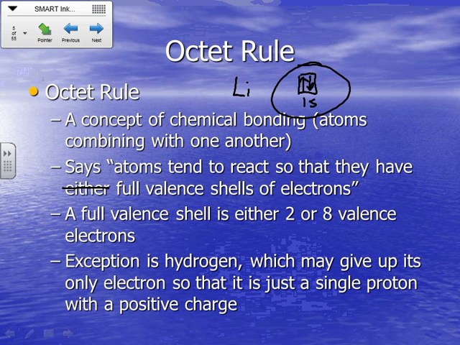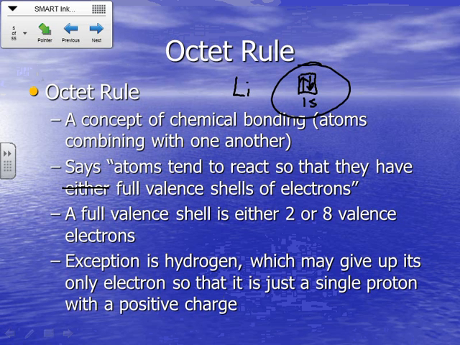Now, only the first few elements are going to be okay with 2. Everything after that is going to want 8. Okay? Basically, everything from nitrogen on is going to want 8 valence electrons. Okay? Everybody all right with that? Does that make sense? Okay, so either 2 or 8.